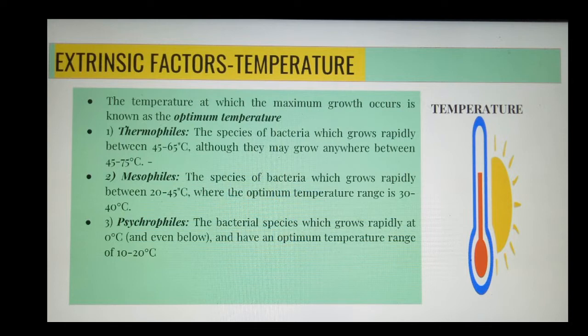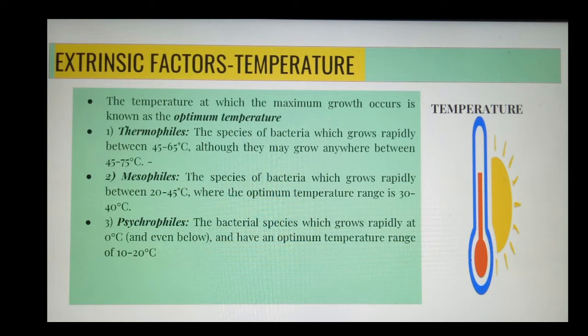Based on the growth of microorganisms at different temperatures, they have been classified as first thermophiles, second mesophiles, third psychrophiles. Thermophiles are species of bacteria which grow rapidly at a temperature of 45 to 65 degrees Celsius, although they can grow anywhere between 45 to 75 degrees Celsius.